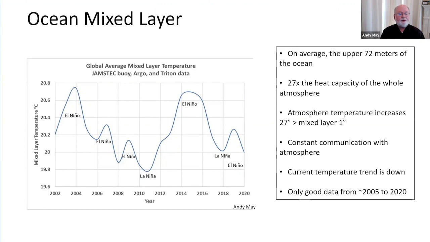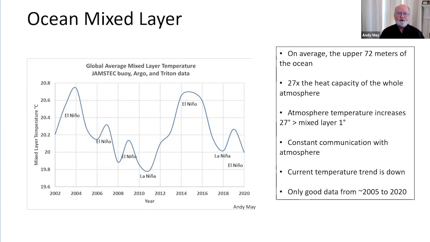by year. The previous data was from the University of Hamburg and it's multi-year data. This is year by year data from the Japanese Agency of Marine Earth Technology. And as you can see, if you look at the global average, the ENSO events, the El Niños and the La Niñas show up really well on the mixed layer data. So the mixed layer is reflecting the surface, at least on monthly to annual type of time frames.